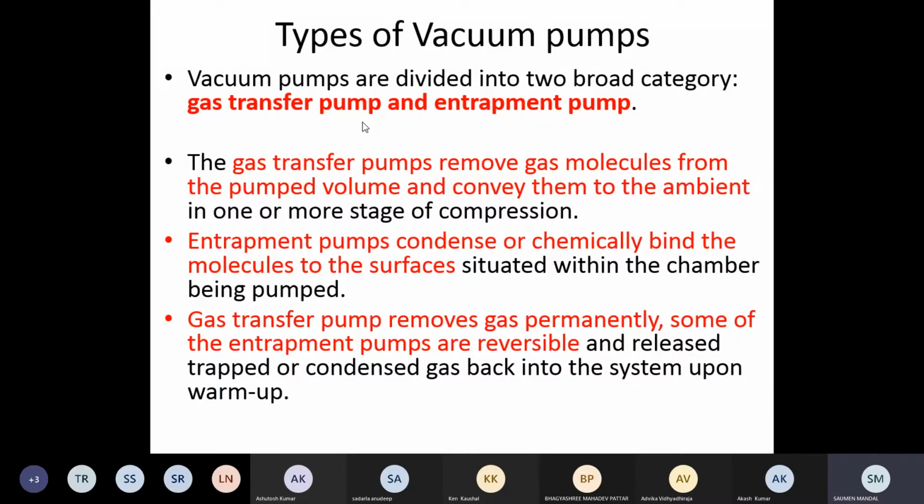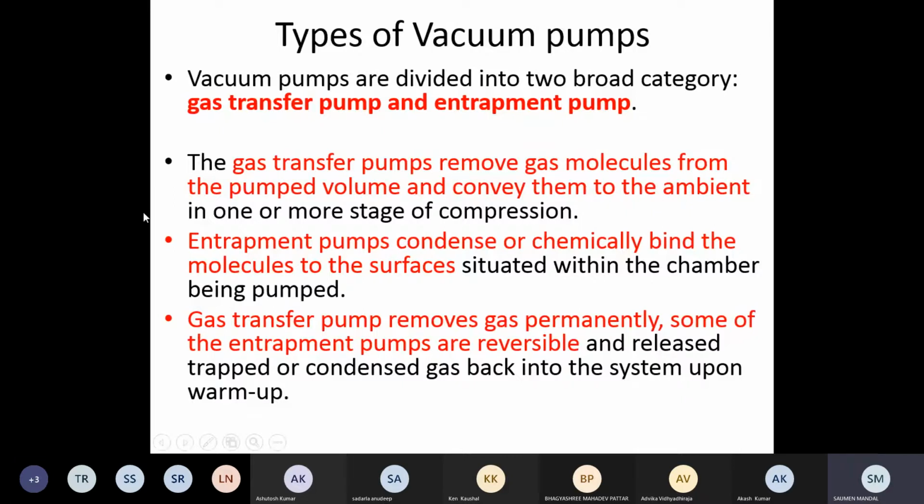In one or more stages of compression. So it will be running for a longer time. During running, I will show you how in a gas transfer pump there is a piston movement, and in every stage, every rotation, you get some sort of vacuum. So removal of the gas molecules means the vacuum.